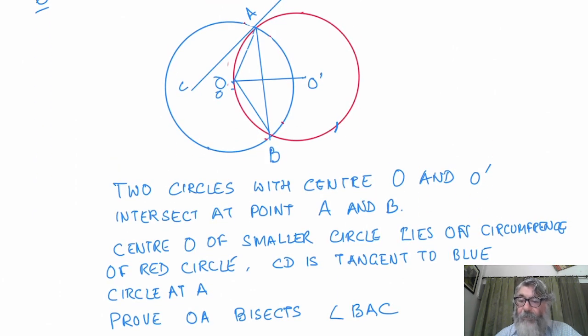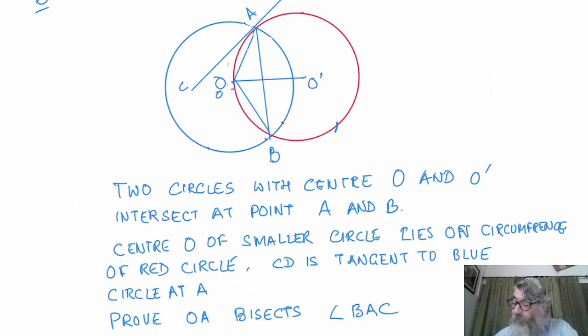Let's see the next question, question number 6. In question number 6 I am again going to use the same property, that the angle between a tangent and a chord is equal to the angle in the alternate segment. Here he says two circles with centers O and O dash intersect at points A and B. The center O of the smaller circle, which is the blue circle, is lying on the circumference of the red circle.